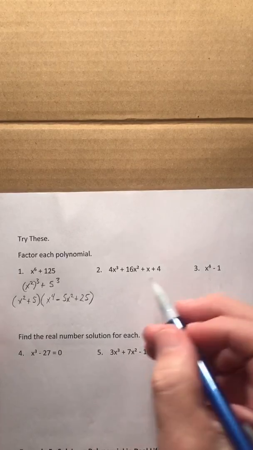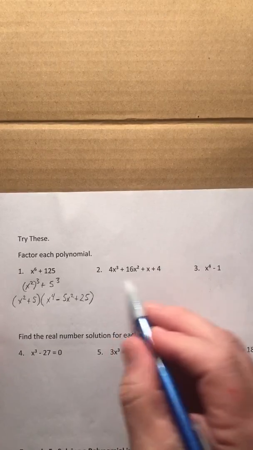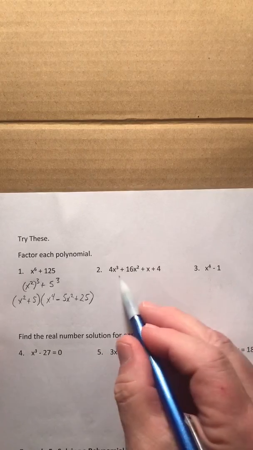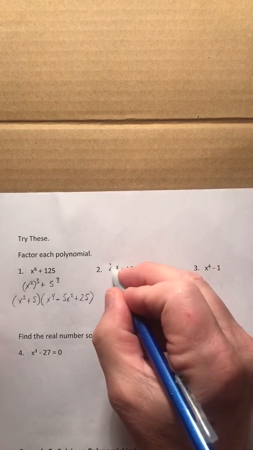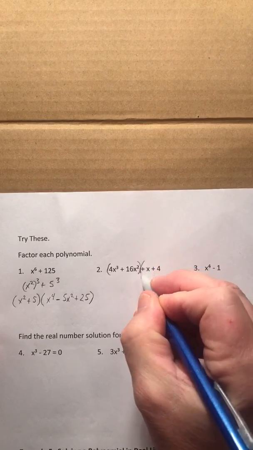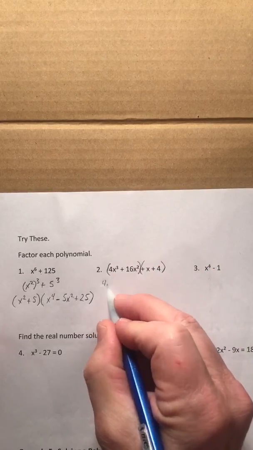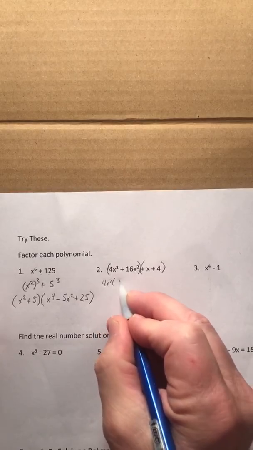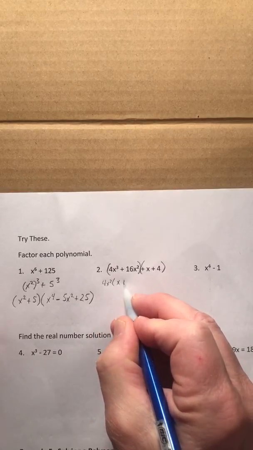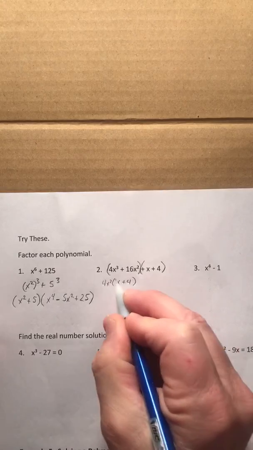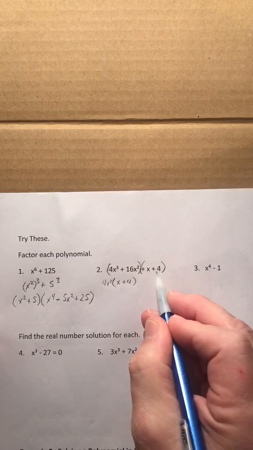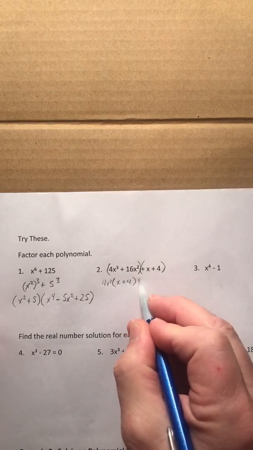All right, number 2, you should notice there's 4 terms. Anytime you see 4 terms, you're always going to look to factor by grouping. So again, we do 2 sets of parentheses. In the front, we can factor out a 4x squared. Leaves us with x plus 4. In the back, we already have x plus 4, so what we do is we factor out a positive 1.